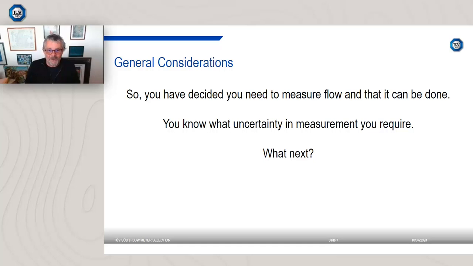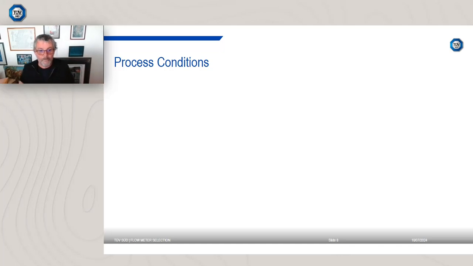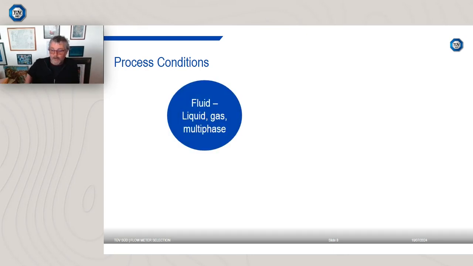So we've decided that we do need to measure the flow and that we can measure the flow. And also we know, whether it's by commercial agreement or by legal requirement or by process optimization decision, what uncertainty in measurement we require. Well, where do we go from here? First thing I would do in this situation, and I have been in this situation many times, is look at the process conditions. First and foremost probably is the fluid.